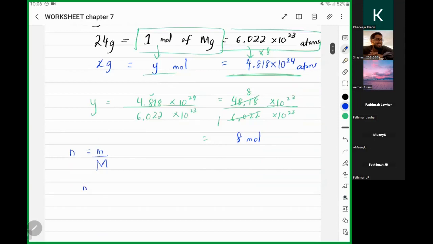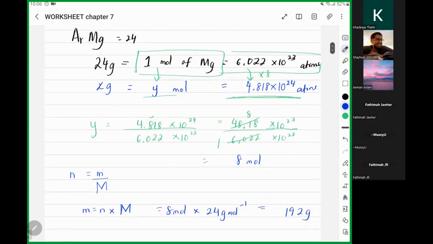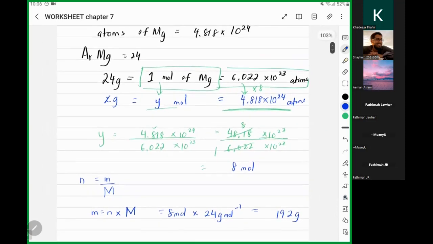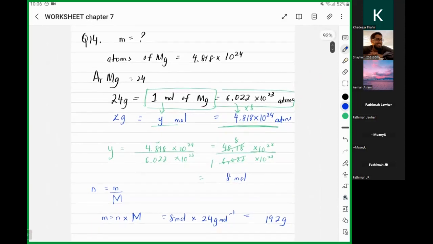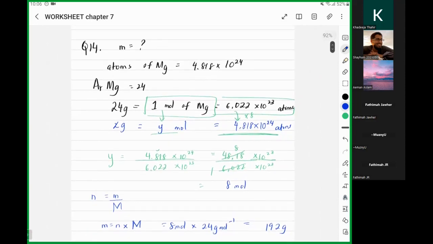But you want the mass, so again you will use n equals m over capital M. So mass is n into capital M. So it will be 8 mole into 24 grams per mole. Right? So that will be 192 grams. Did you get it? Yes? Yes or no? Yes.